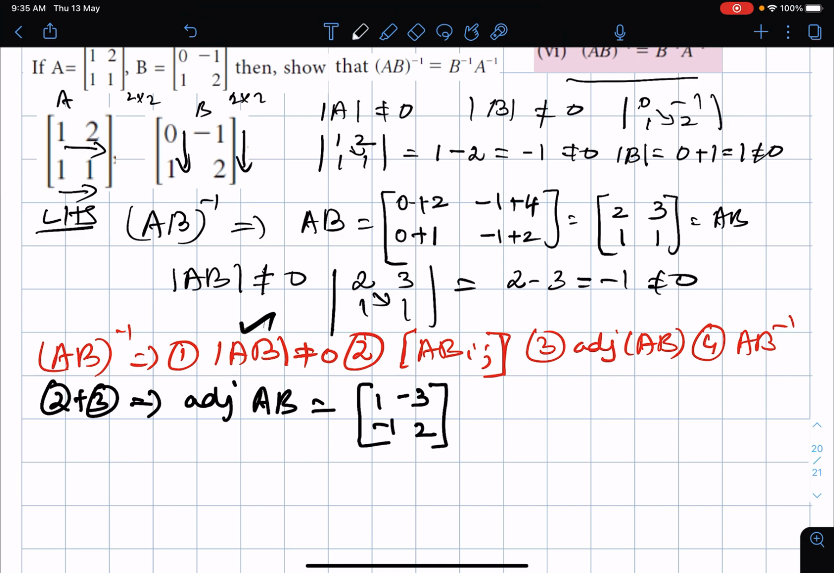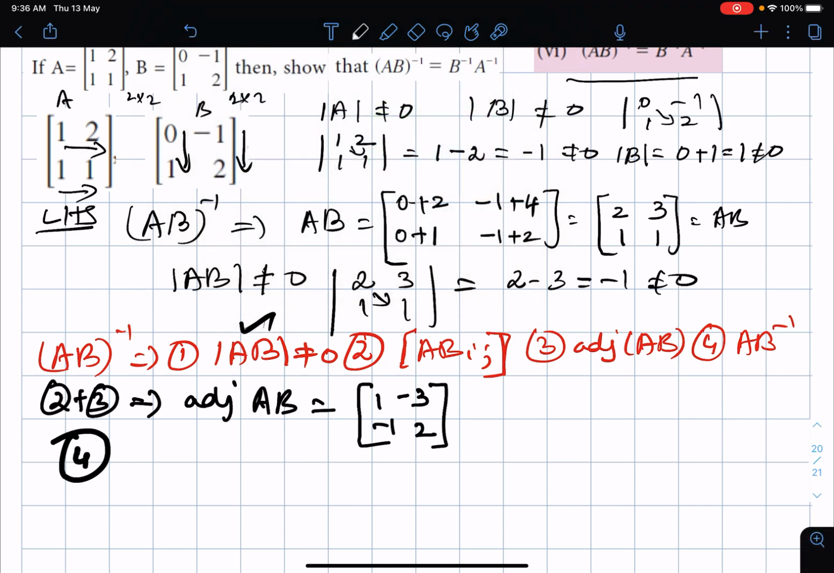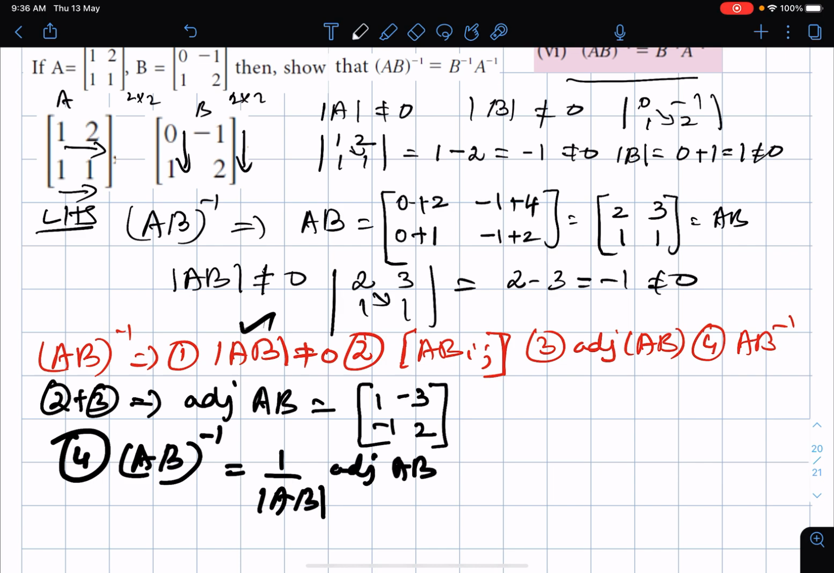Now fourth step, you are going to find out what happened, my dear. Oh God, it's not coming. What is your fourth step? AB the whole inverse. Okay, what is AB whole inverse formula? 1 by determinant AB into adjoint AB. So your answer is going to be 1 by determinant AB is 1 by minus 1 into adjoint AB 1 minus 3 minus 1 2.